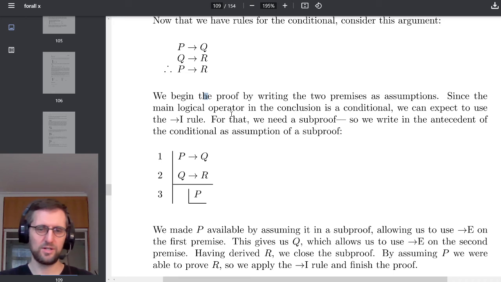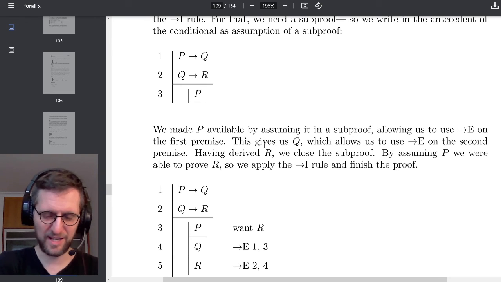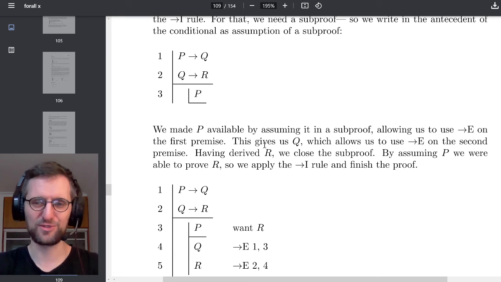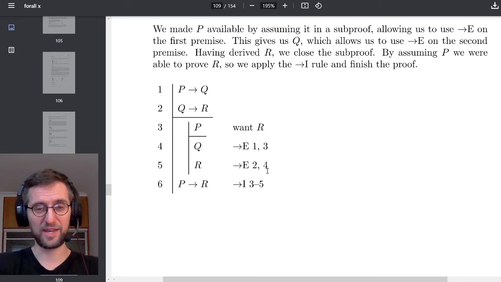of a subproof. Okay, so we have here the two lines, and we want to prove them, so we assume that P. We made P available by assuming it in a subproof, allowing us to use the conditional elimination on the first premise. This gives us Q, which allows us to use the conditional elimination on the second premise. Having derived R, we close the subproof: by assuming P, we were able to prove R. So we apply the conditional I rule, the conditional introduction rule, and finish the proof. I'm sorry. Let's look into the example. That may be clearer, because that's supposed to be the way we think.